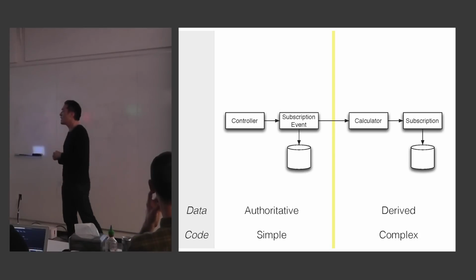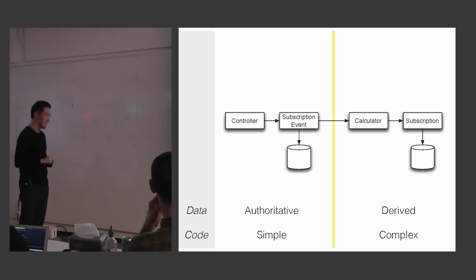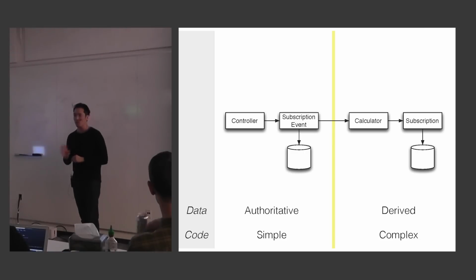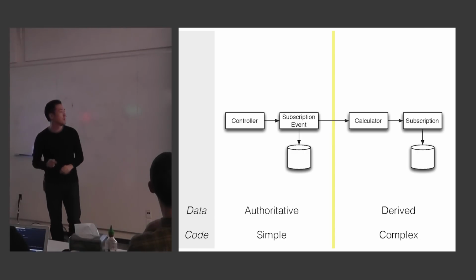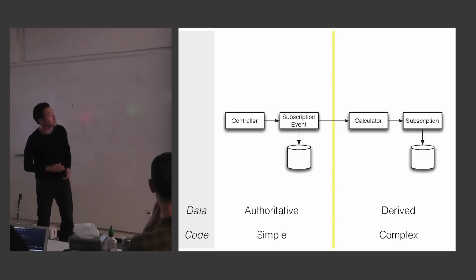On the left-hand side, the data is authoritative, but the code is simple, by which I mean, first of all, the subscription events are a big deal. You can't lose that table. That's as important as any other data you have in the system. But the code is actually really simple. In practice, it's really hard to get an event wrong, because a lot of times it really is just a couple of form fields.